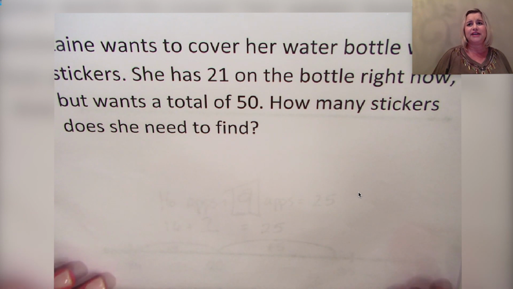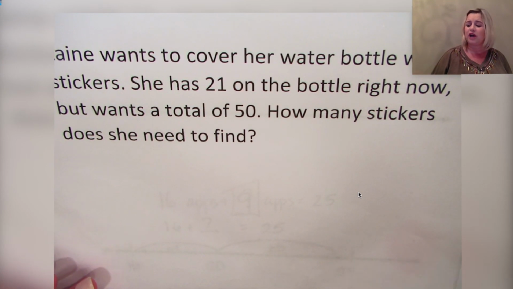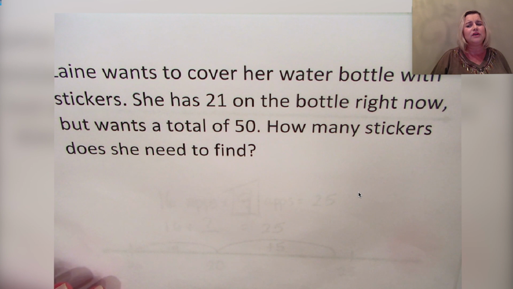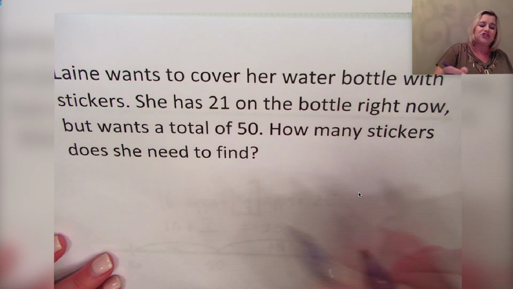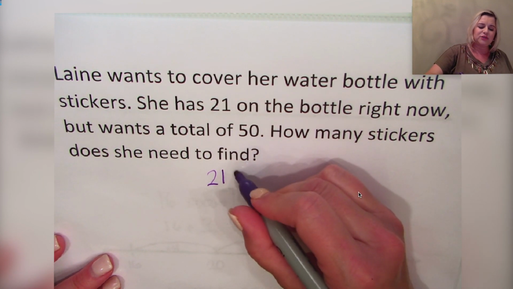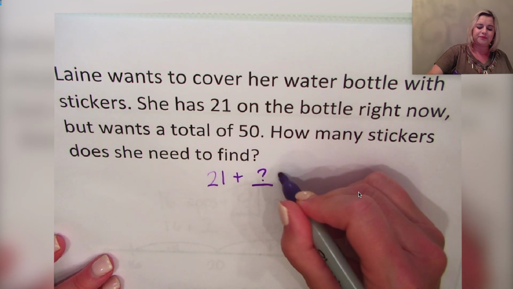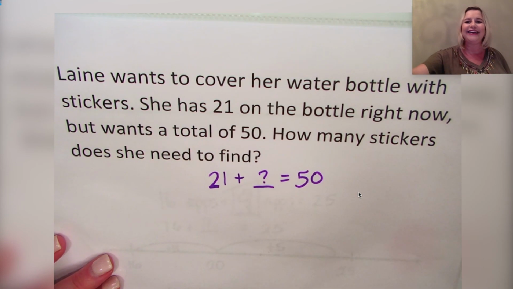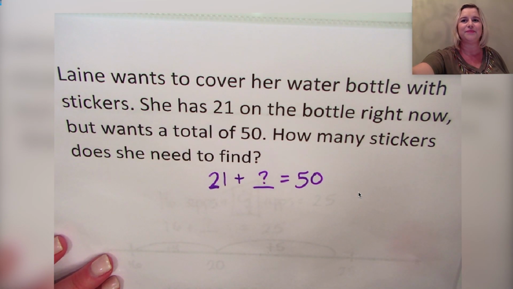Our strategy is to find a missing add-in by using an open number line. So what part of the problem is missing? How are we going to write the equation? Very good. The part of the problem that's missing is how many more stickers. So we know that she has 21 on the bottle right now, but she wants a total of 50. So we are trying to find out how many stickers Lane needs to add to get to 50.